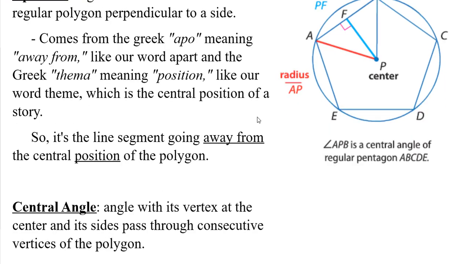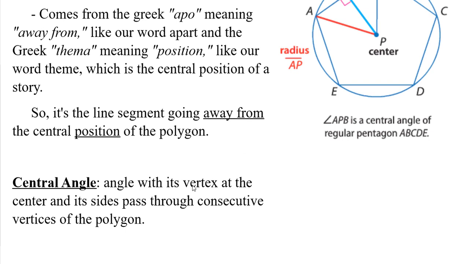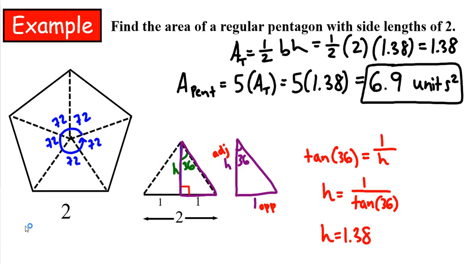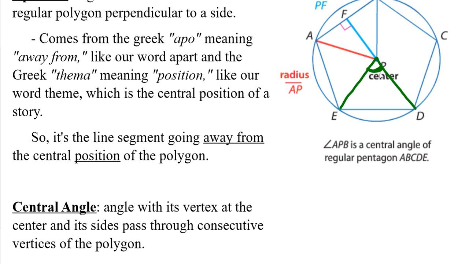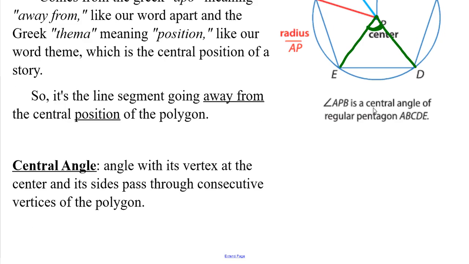We also realized that we needed to find the central angle in order to be able to use trig to find the height of that apothem. The central angle is the angle that is made with the vertex at the center and then the sides passing through consecutive vertices. What do they mean by that? It's the angle made that goes through the vertex and then connecting consecutive vertices. So the central angle would be this angle right here. In our last case, that central angle was 72 degrees. So the central angle is essentially the angle at the top of all of those triangles. I end up needing to cut it in half in order to do trig, but I need to find what's called the central angle first. So the central angle is that right there.